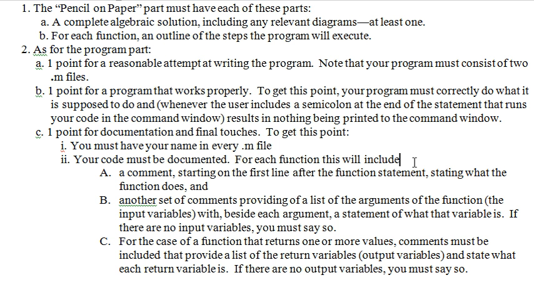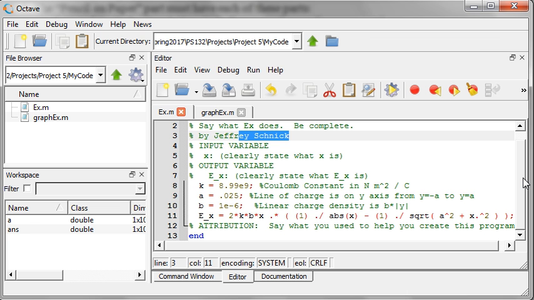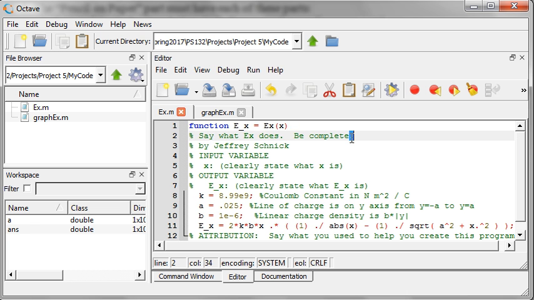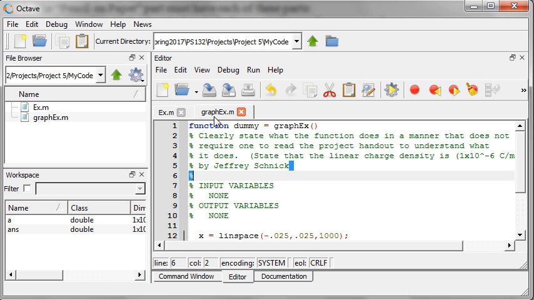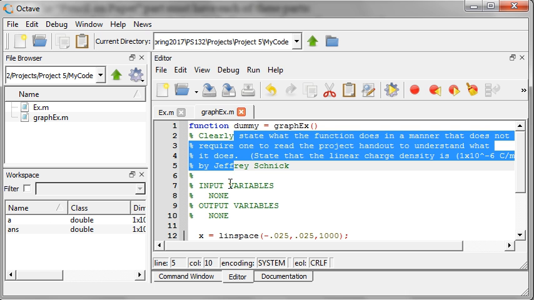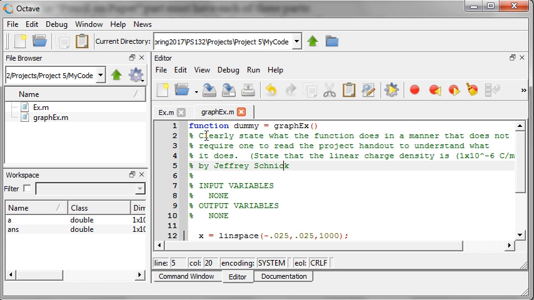The code must be documented. Comment starting on the first line saying what the function does. I didn't actually do that, but I did put in, for each function, a statement saying that you have to say what the function does. There's one there, and there's the other one. Okay, up to here.